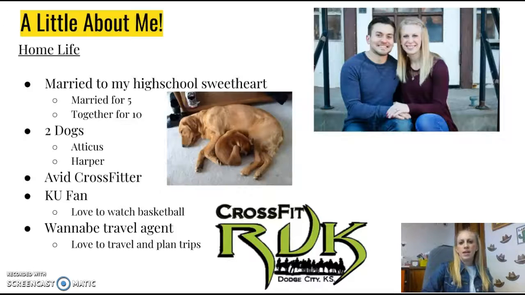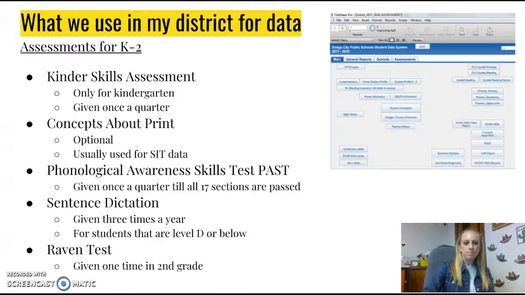I am married to my high school sweetheart, Abraham. We've been married for 5 years and together for 10. I have 2 dogs, Atticus and Harper. Atticus is a golden retriever and Harper is a boxer. I'm an avid CrossFitter. I love KU, love to watch basketball, and I am a wannabe travel agent. I love to travel and plan trips.